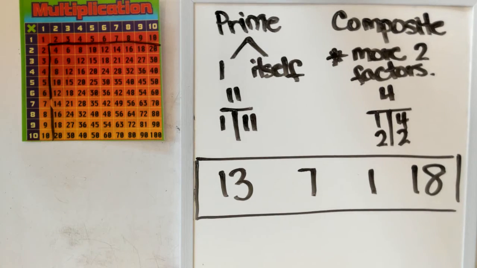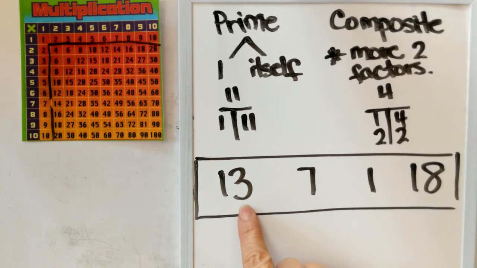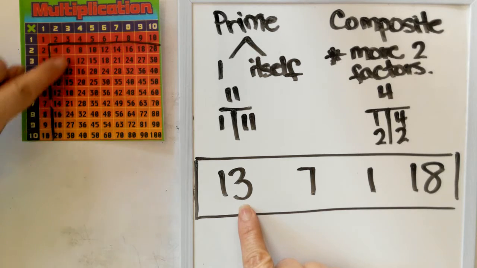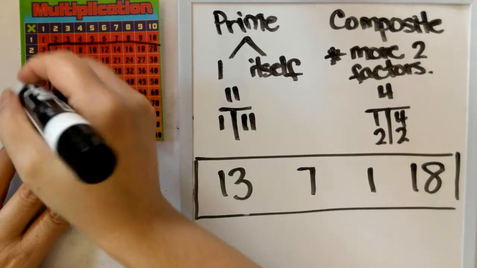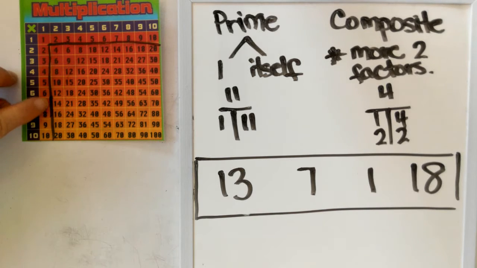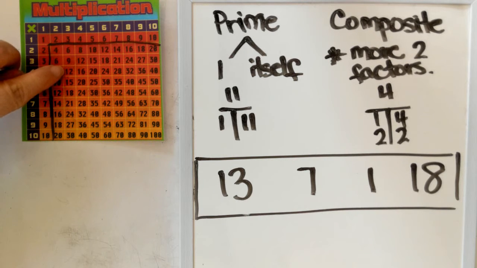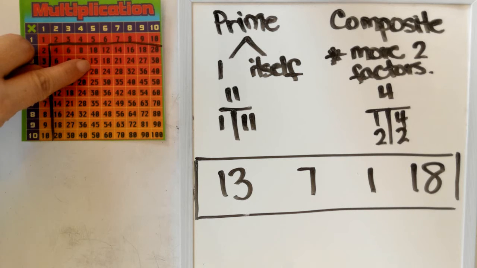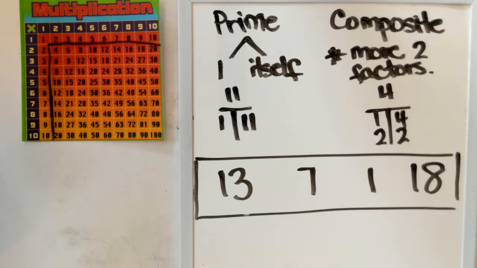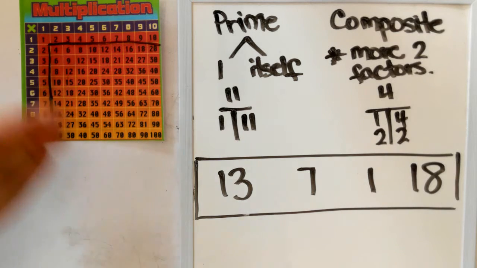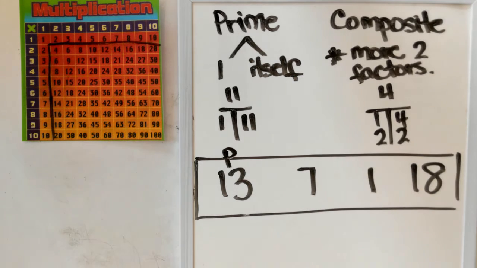Now, let's look at 13. Can we find 13 anywhere in this area? As you can see, you have 12 here and then it jumps to 14. I have 12 here and then it jumps to 15. 12 here and it jumps to 16. I have 10 here and it goes to 15, and 12 here and that goes to 18. So there is no 13 in this composite area. Therefore, this is a prime.